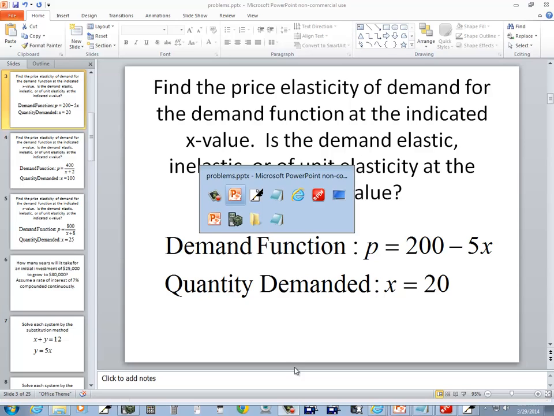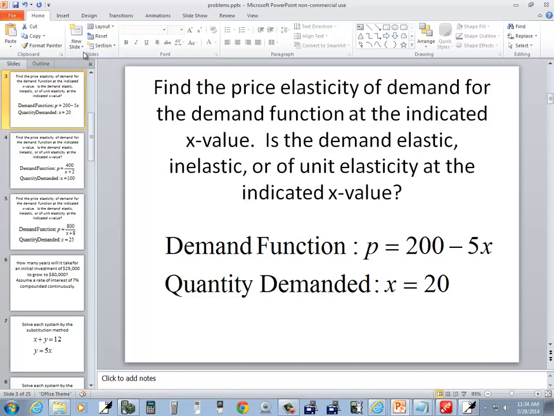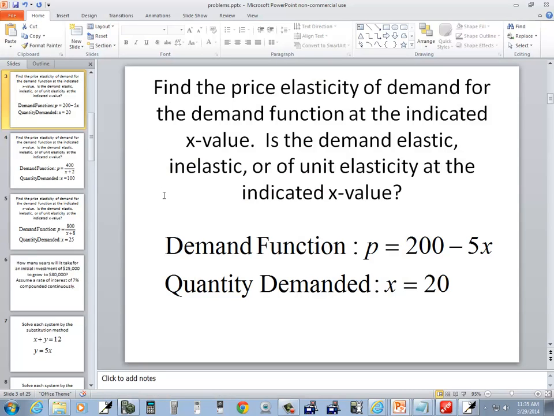Take a look at this problem. P is equal to 200 minus 5x. And we're specifically wondering when x is equal to 20. The instructions are to find the price elasticity of demand for the demand function at the indicated x value. Is the demand elastic, inelastic, or of unit elasticity at the indicated x value?